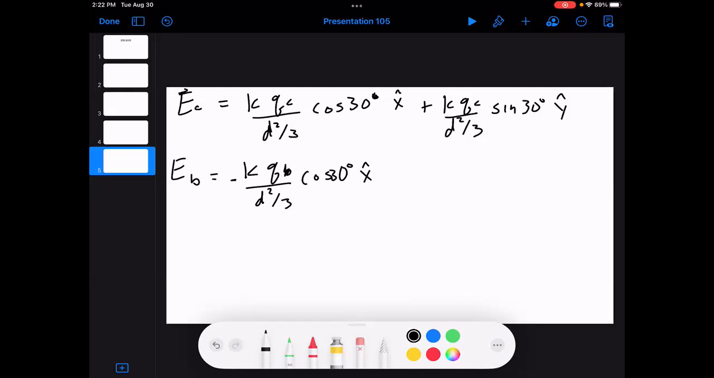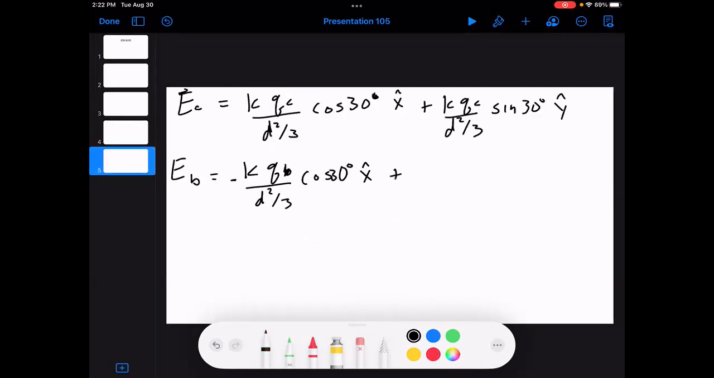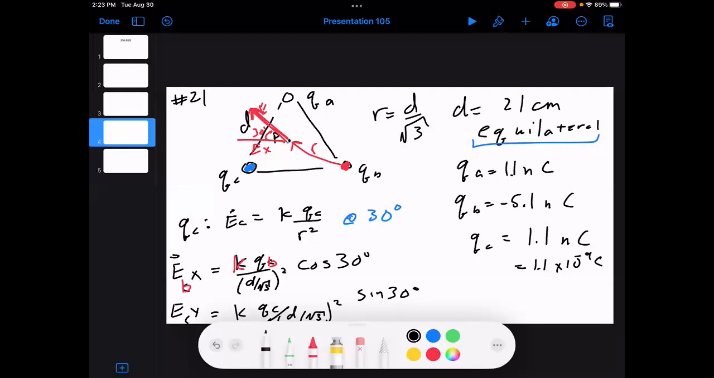Okay, I remember that. What about the y direction? Is the y direction going to be positive or negative? So for this arrow right here, it's in the negative x direction, but is it in the negative y direction? I like the no. Okay, so that one's just going to be the same. K QB, d squared over 3, sine 30, y hat. Okay, last one.